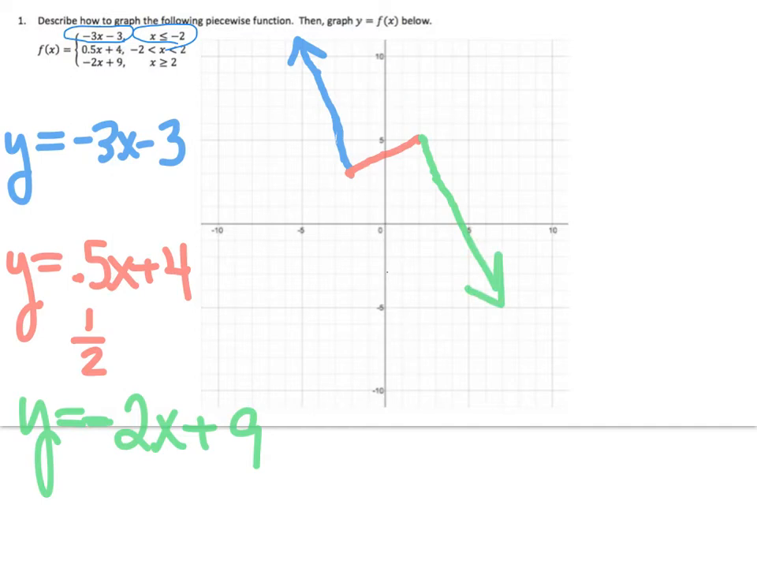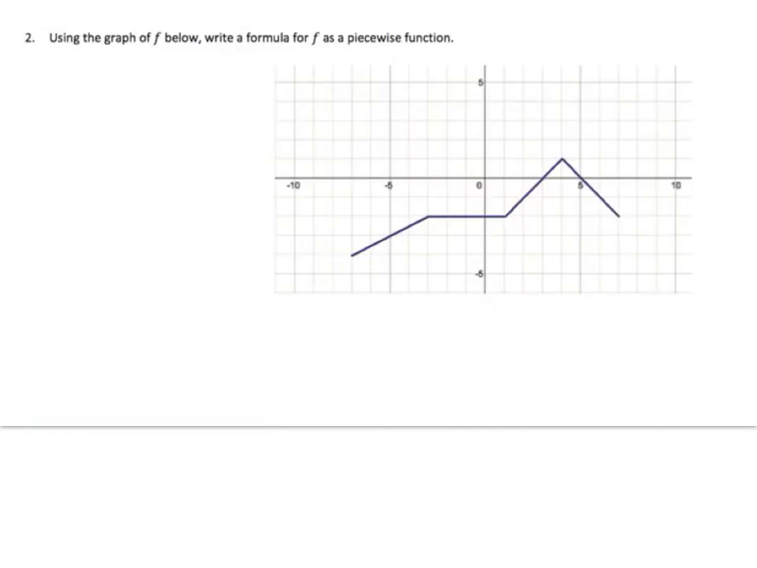And erase those dots. So I just graphed the piecewise function. And the description was what you heard me do verbally. I know, you hear me talking so much. All right, using the graph of f below, write a formula for f as a piecewise function.